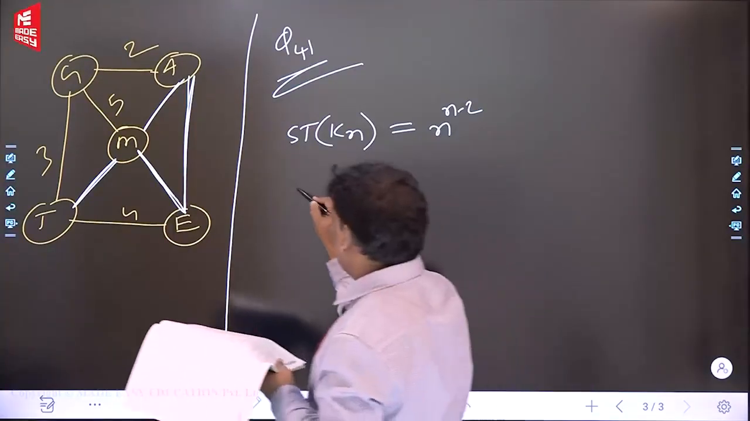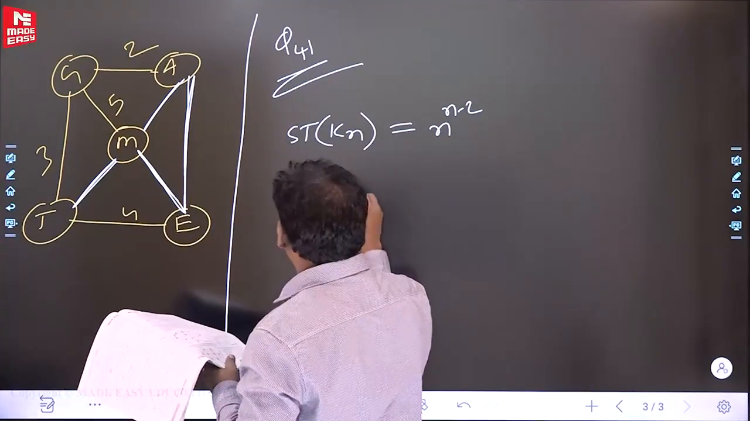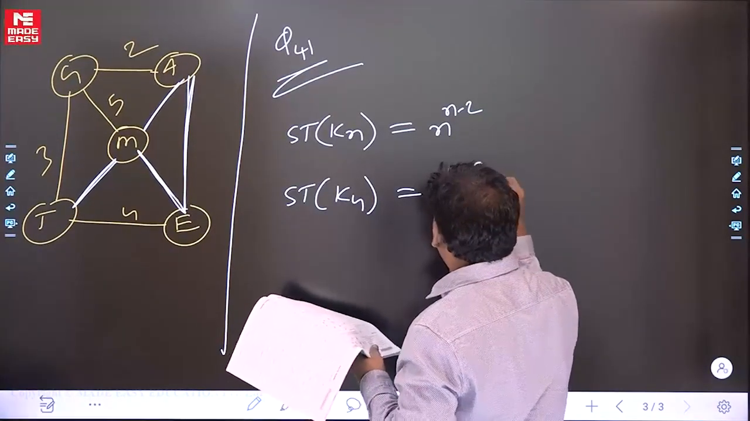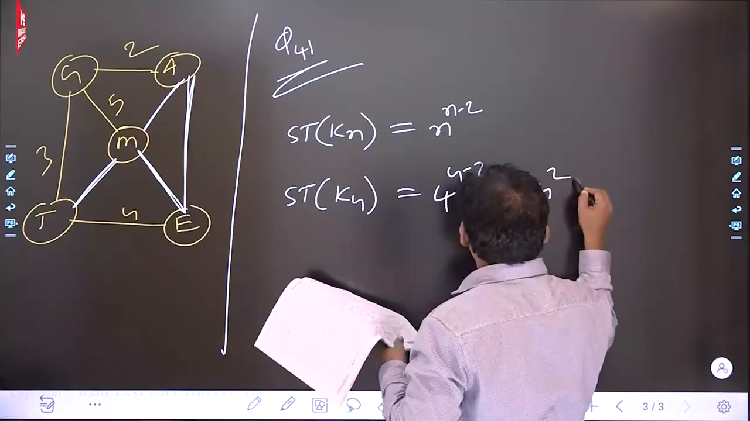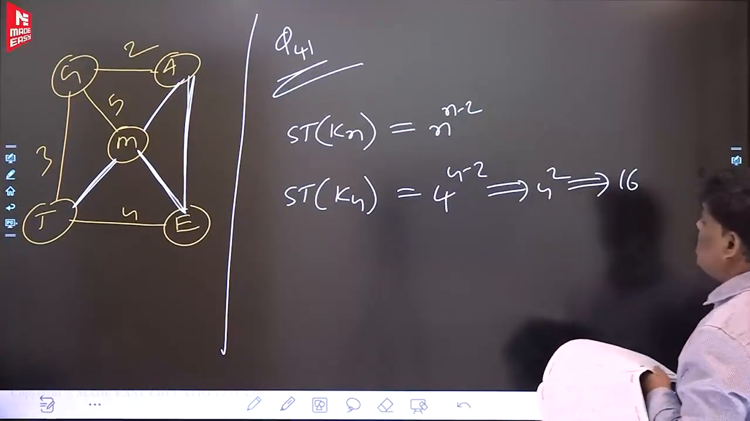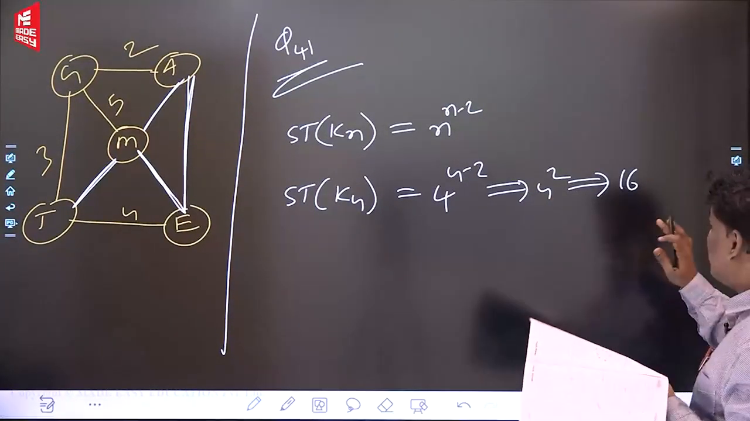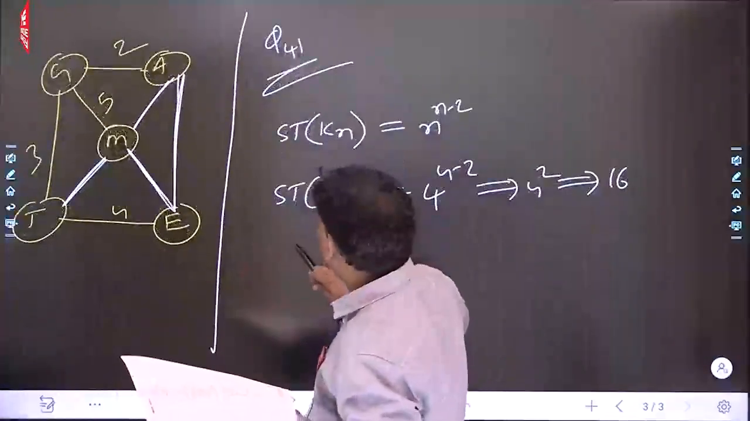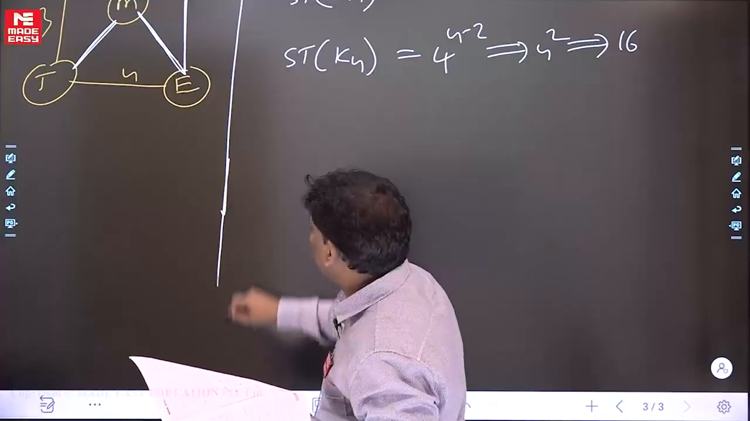Next one. See this one. The number of spanning trees in K4 is equal to 4 power 4 minus 2. Right? 4 square. What is the answer? 16 spanning trees are possible. K4 contains 16 spanning trees. Let me draw one small example. See this one. K4 contains 16 spanning trees.